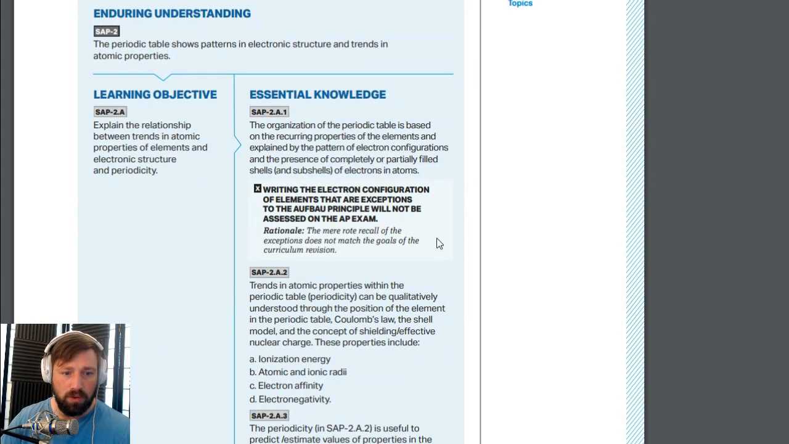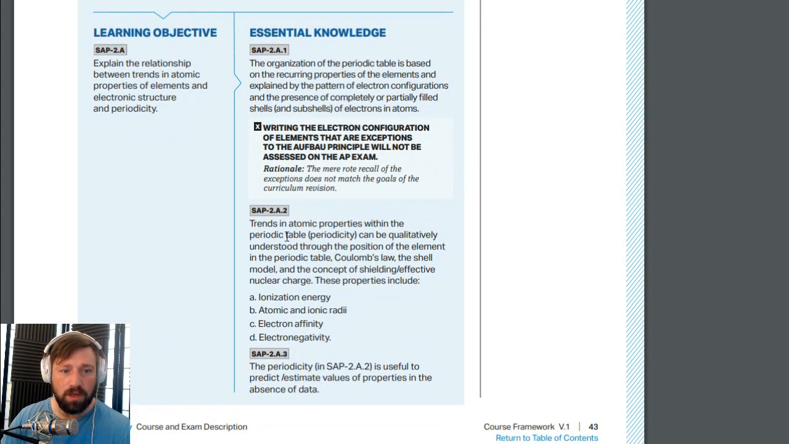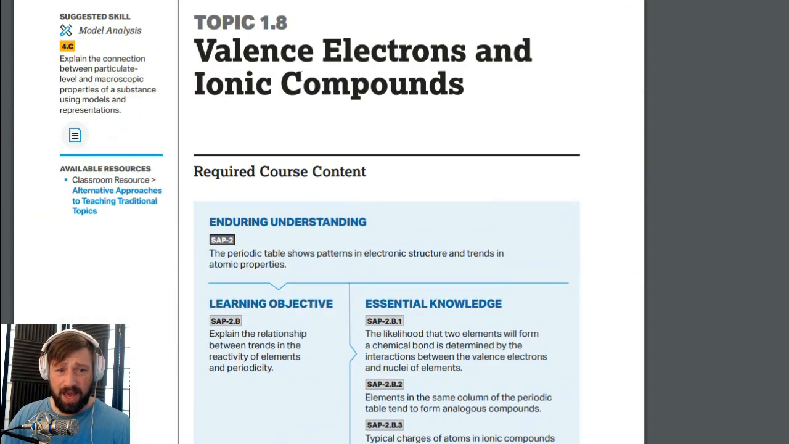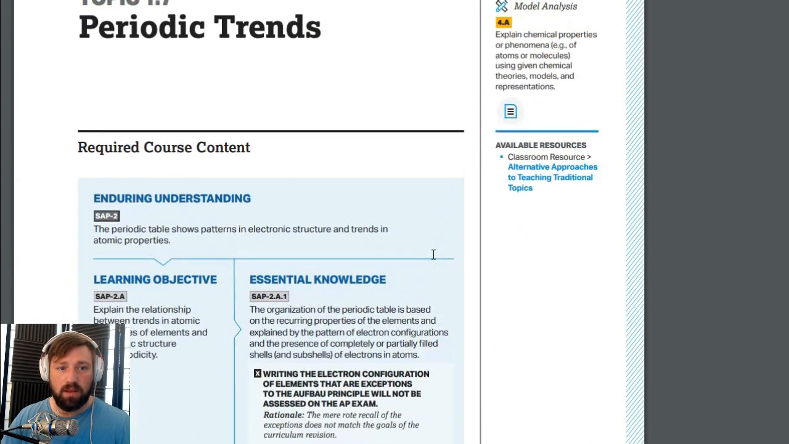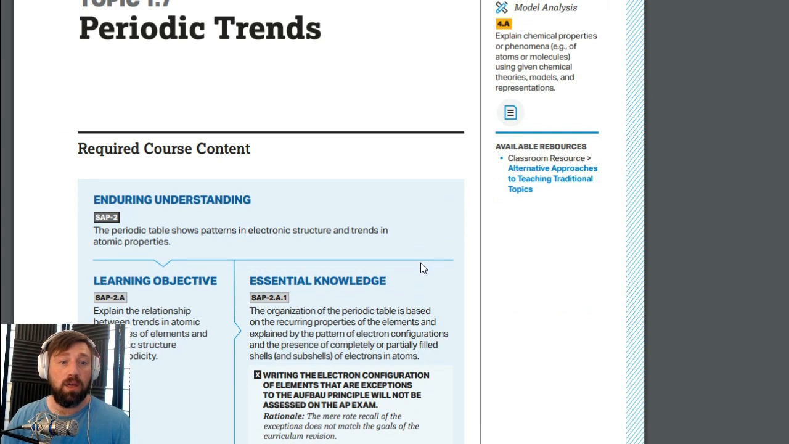So what we're going to be doing is, one, going over the trends. What exactly do we mean by ionization energy, atomic radii, electron affinity, electronegativity, and then we're going to look at how the periodic table can help us figure out how many valence electrons there are, and what type of chemical bonds are going to be forming if two elements on the periodic table come together and get close together. And then that's it for this video, and then we'll be finishing up Unit 1.